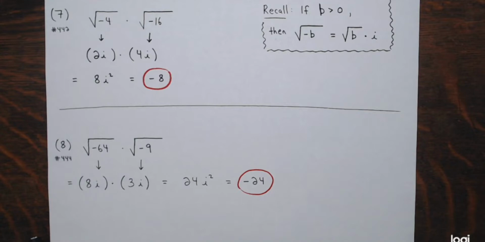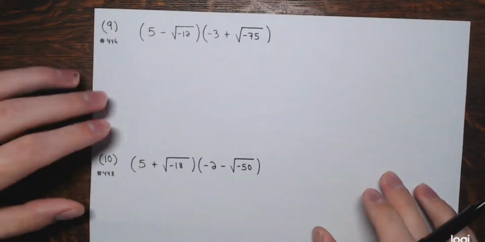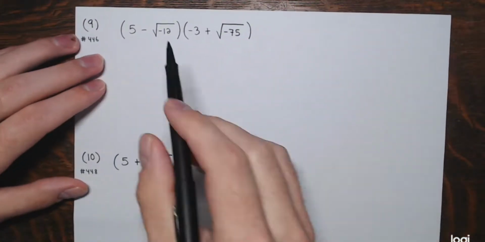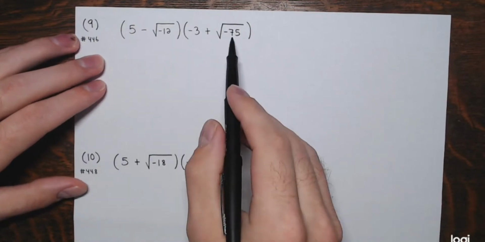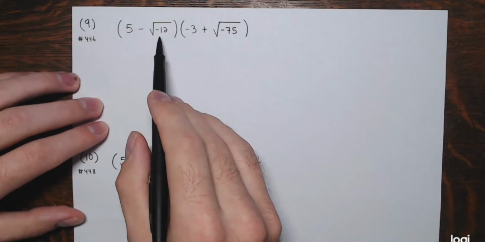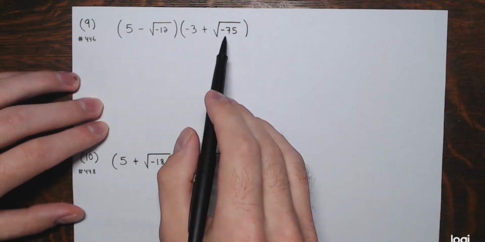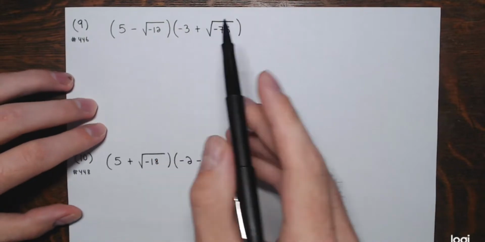Great. All right. Next question. We're going to do some more foiling, but still, the first thing I see are some square roots and negatives. And like I said, so number 9, exercise 446. Whenever you see the square root of a negative number, immediately rewrite it with I.